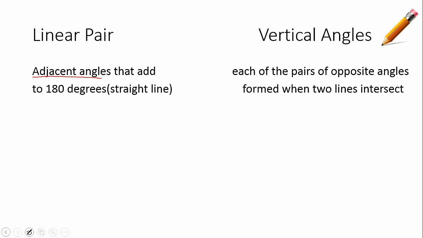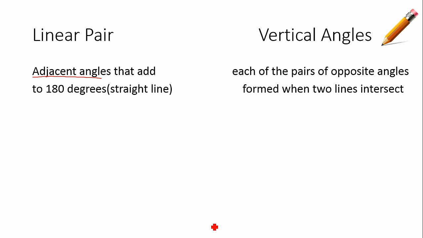Okay, so those angles have to be right next to each other, making 180. That's a little different than supplementary. They didn't have to be next to each other. Vertical angles are basically pairs of opposite angles formed when two lines intersect. So there are going to be two pairs.